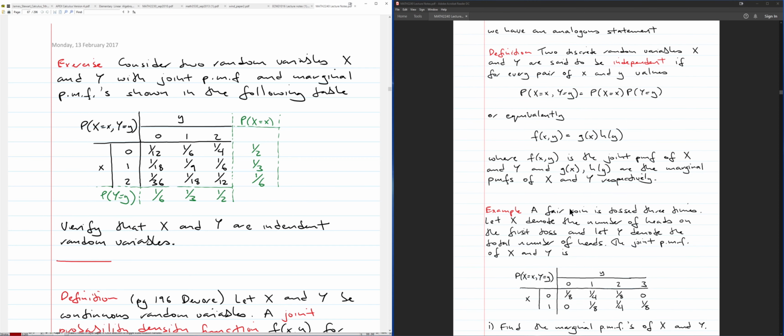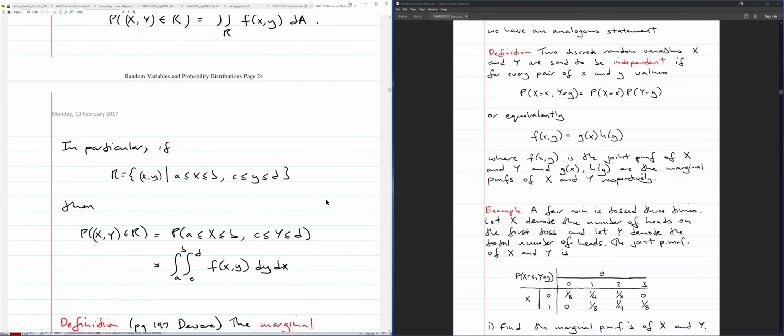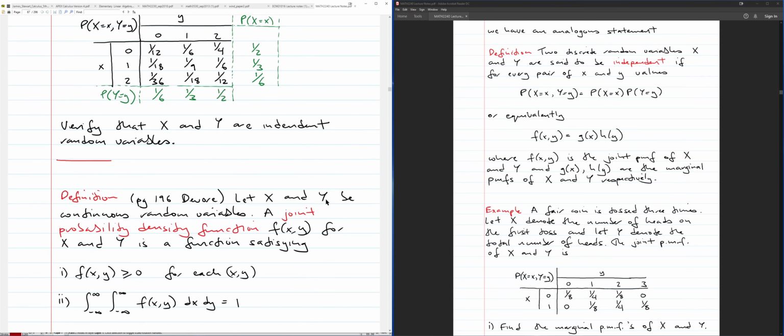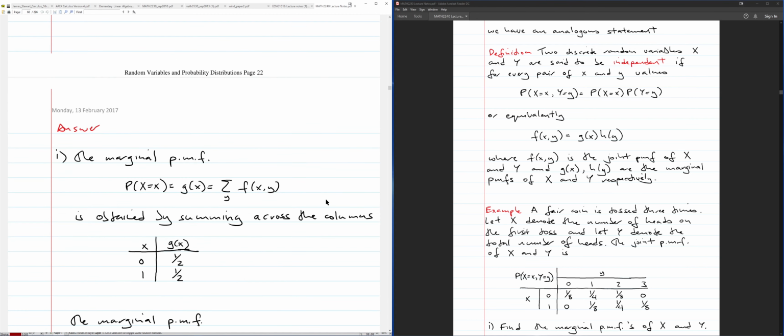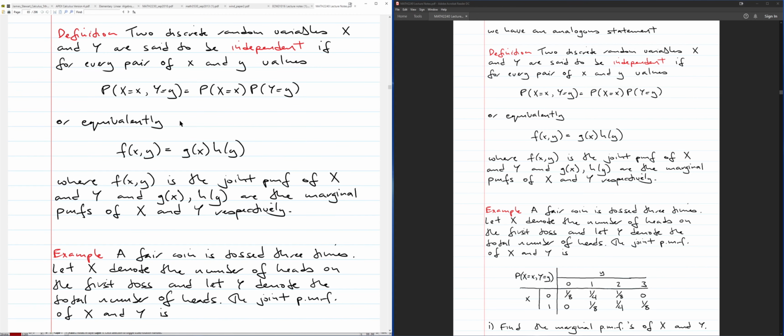In order to have independence, this statement must hold for each x and each y over here. It needs to hold for all of them. So if I can show that this statement doesn't hold for at least one, in other words, if I find a counterexample, then the overall statement will break down. The overall statement will be false.